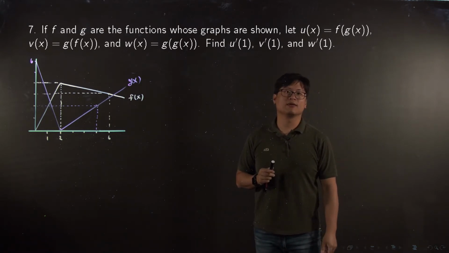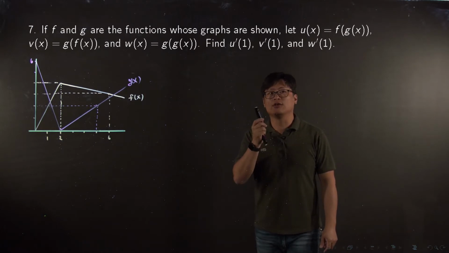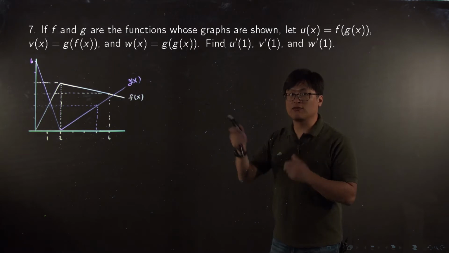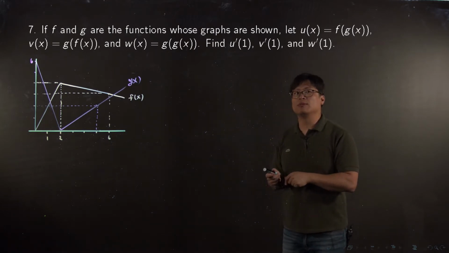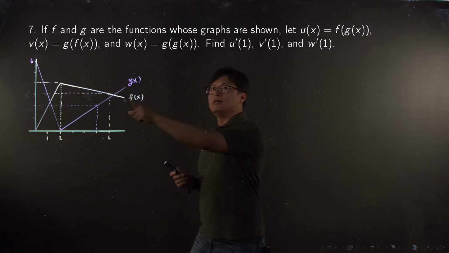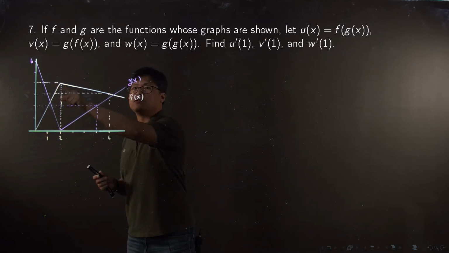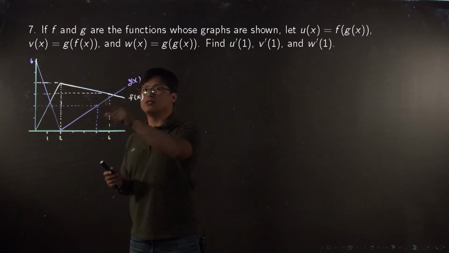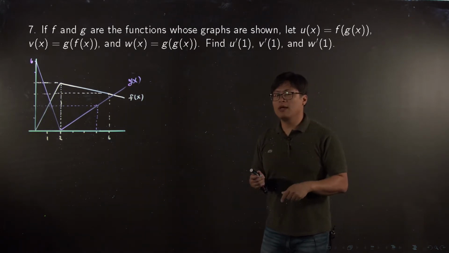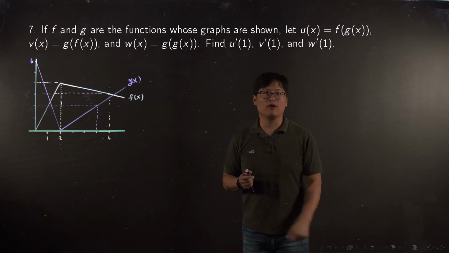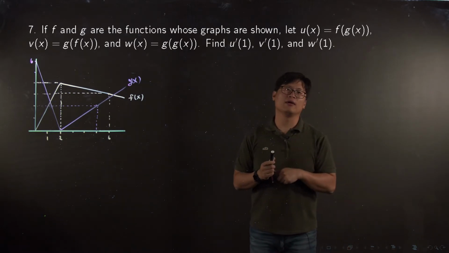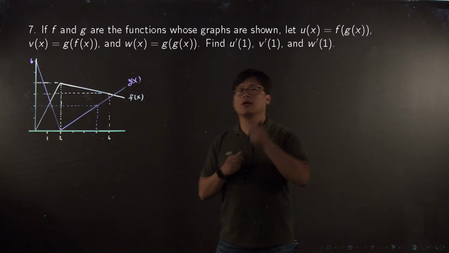Does it make sense? As you understand the meaning of the derivative, you can use this graph to figure out all the given information. Here we go. f and g are given here. This one is function f, and the pink one is g of x. We're going to try to find u prime, v prime, and w prime. So u is f of g of x, which is a 2-layer chain. Let's start from there.